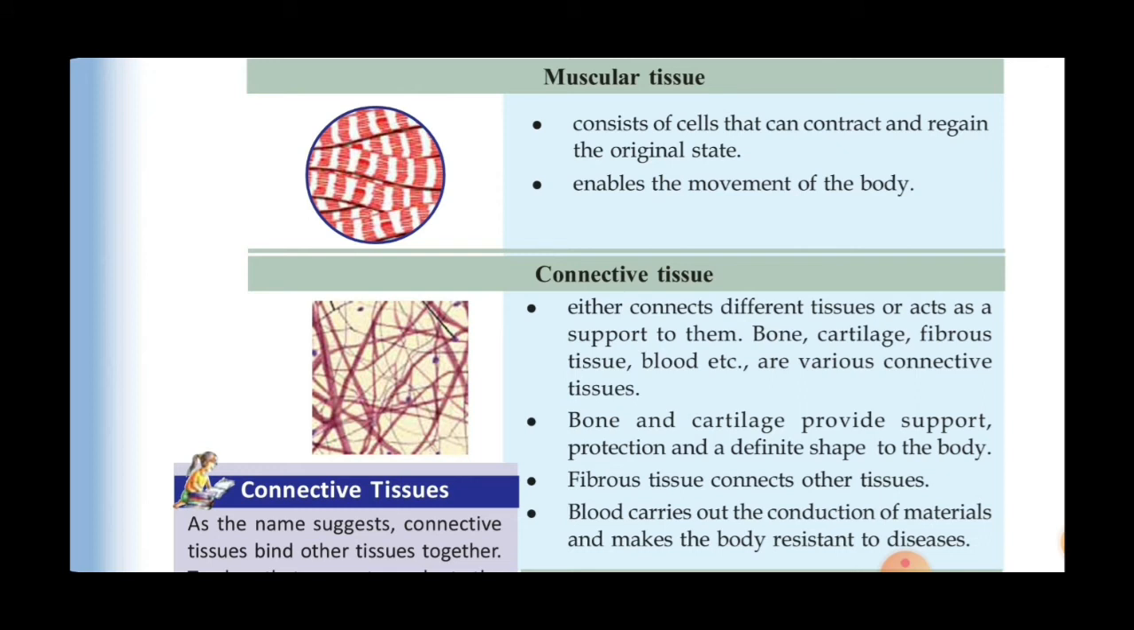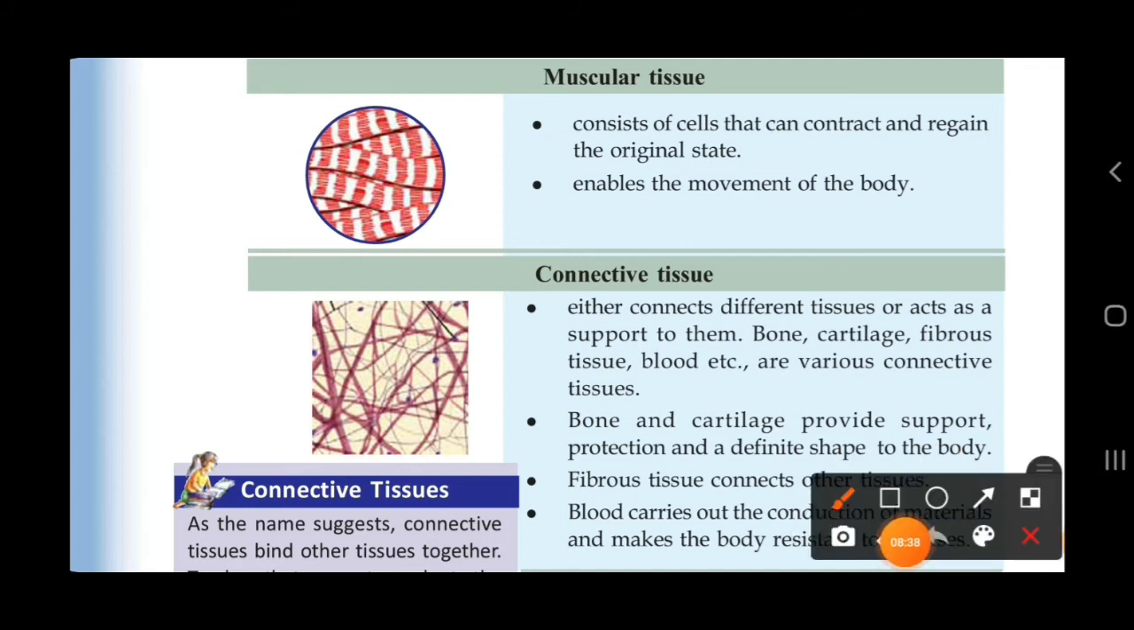Then connective tissue, fourth type. It either connects different tissues or acts as a support to them. Sometimes it connects other tissues or it gives support to that tissue. Bone, cartilage, fibrous tissue, blood, etc. are various connective tissues. Look, which are they?